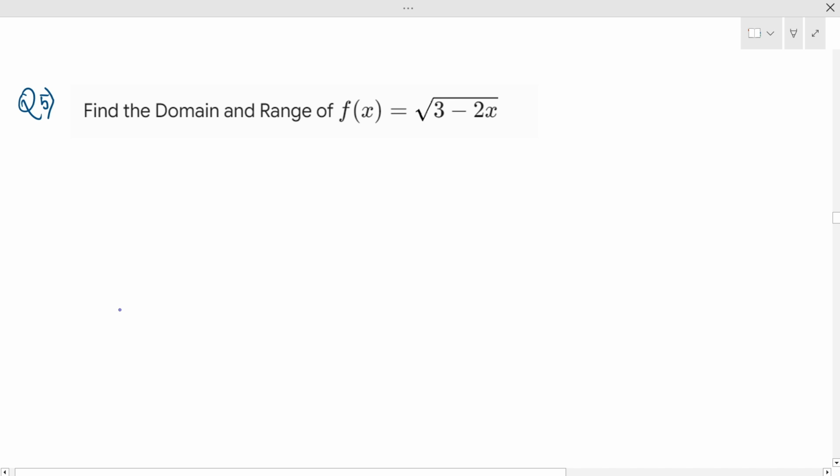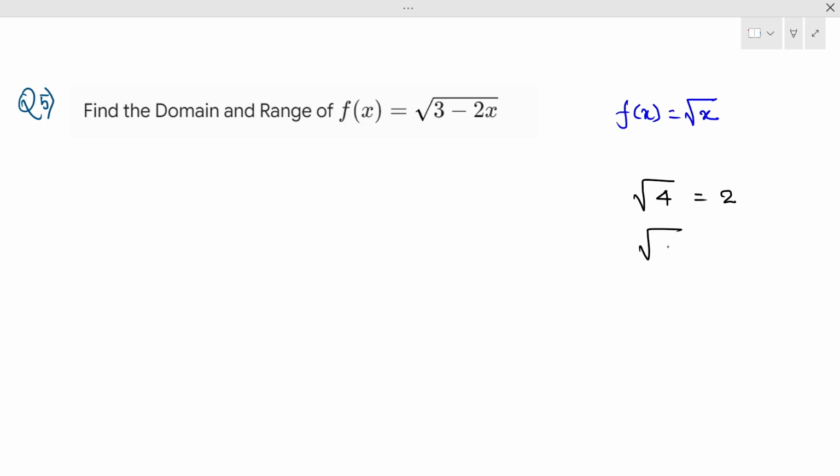Next question is this. Find the domain and range of the function f(x) equals square root of 3 minus 2x. If you have read about the square root function, let's say we are talking about the square root of 4, that is always 2, right? The square root of 9, that is 3. Now in square root, for the case of real numbers, we always have a non-negative number inside it. So the inside should be greater than or equal to 0 for this function.